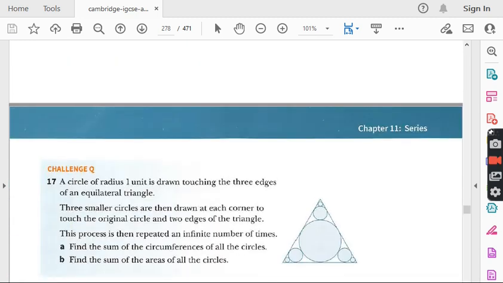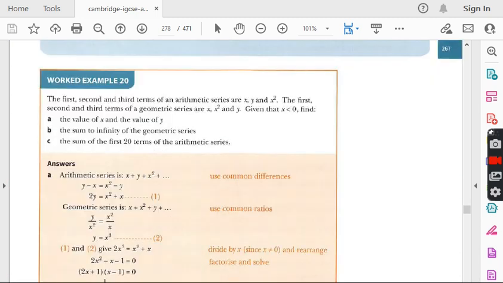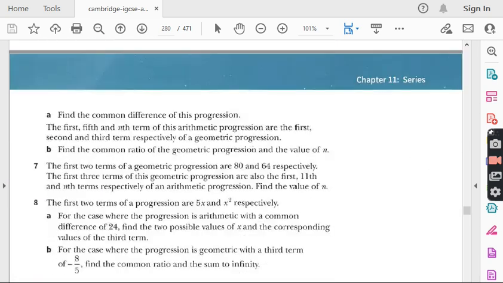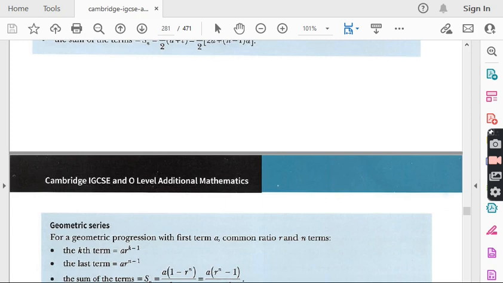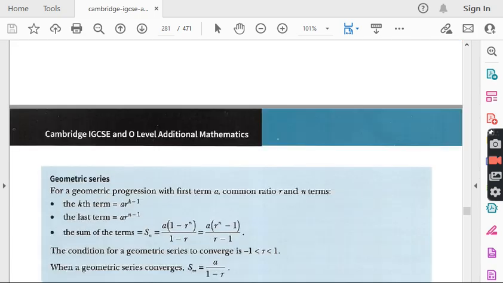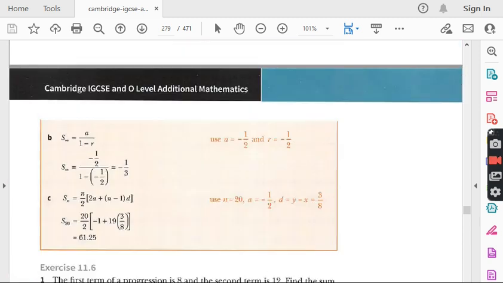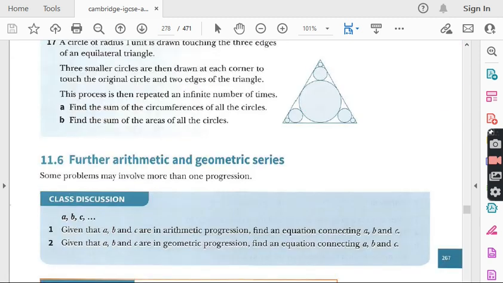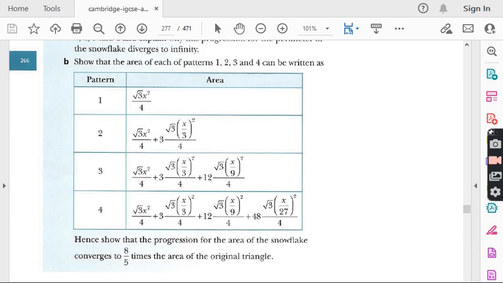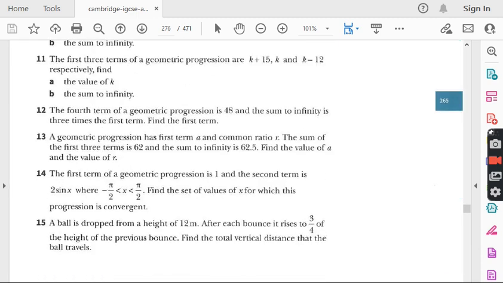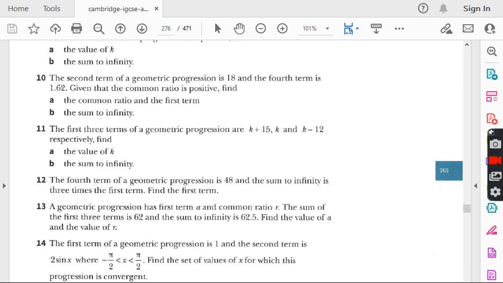So this chapter is going to end with 11.6, and yes, only one exercise will be left after 11.5, and after this chapter we will be doing a most important chapter, that is differentiation.